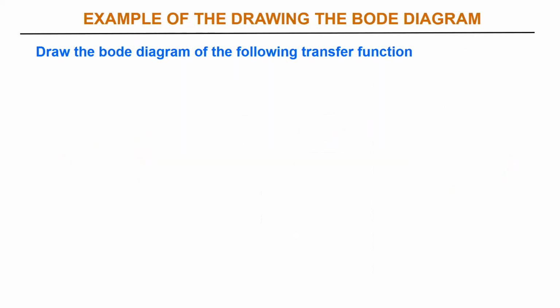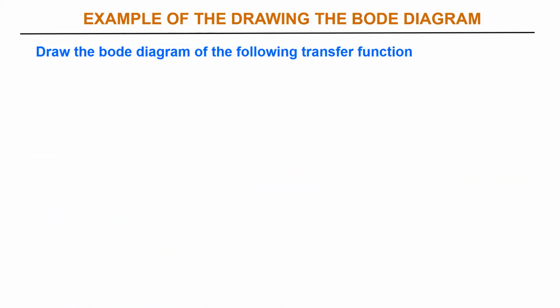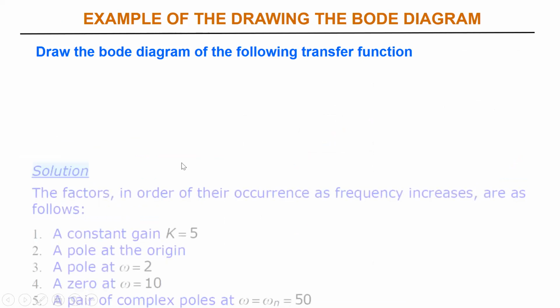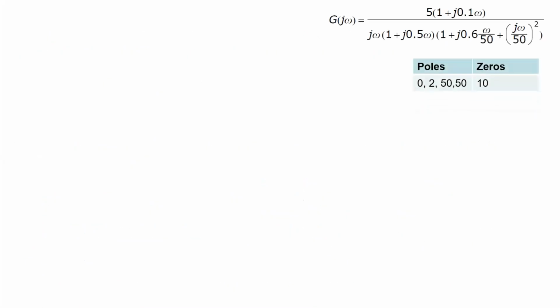Now let's take an example. Something went wrong, I don't know what happened. Okay, suppose this is my system. I would like to see the Bode plot for this system. It's already given in the format which I want. Okay, sketch the Bode plot for this system.